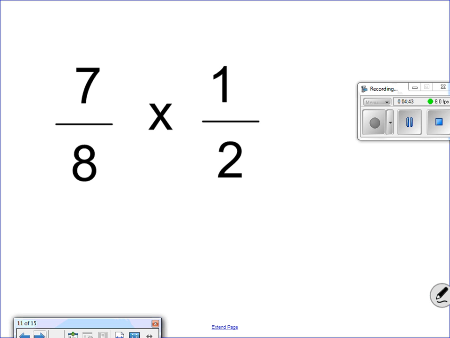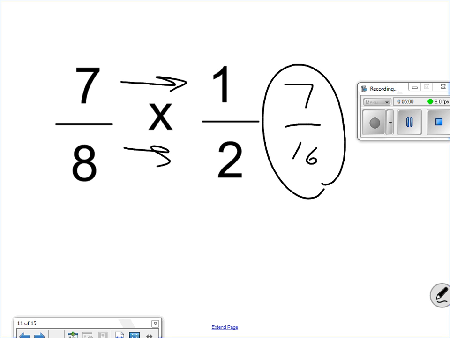Now let's take a look at this. You're going to be working with this. We are multiplying fractions. The delight of multiplying fractions, there's no longer a common denominator. You just go straight across. 7 times 1 is 7. 8 times 2 is 16. Boom. Problem is done. Isn't that wonderful? When you are multiplying fractions, you just multiply straight across.